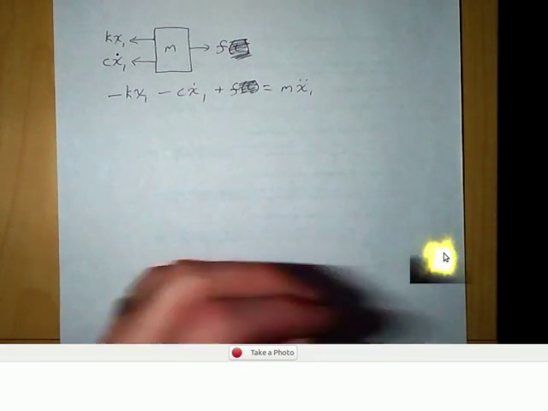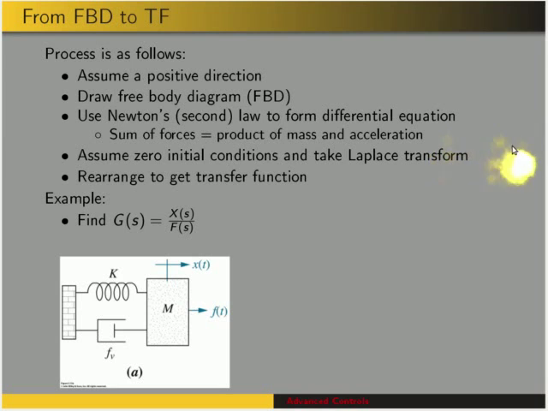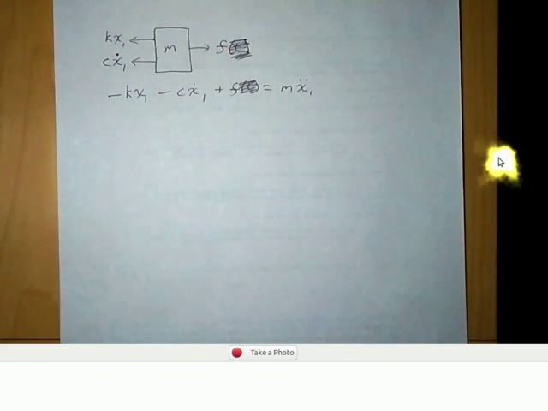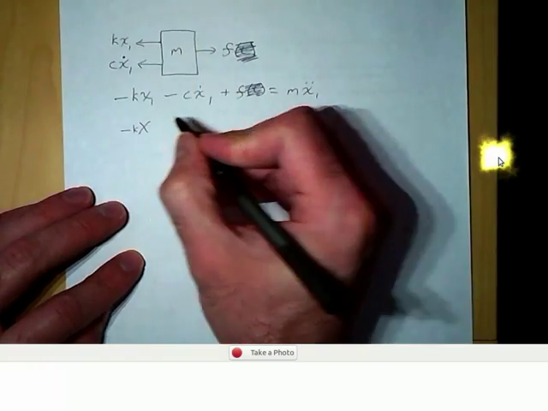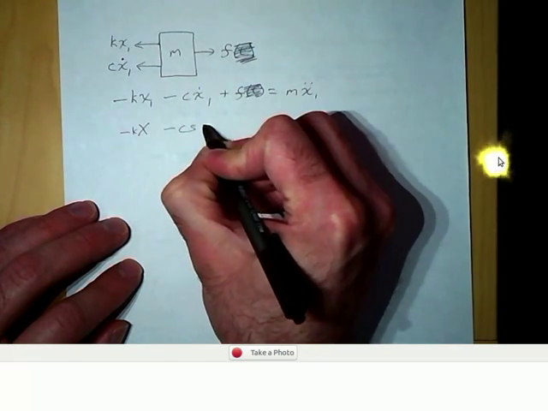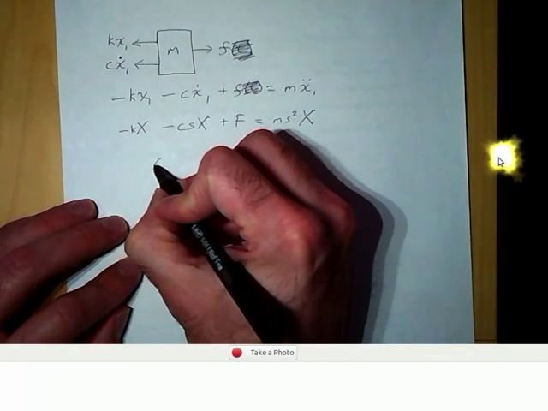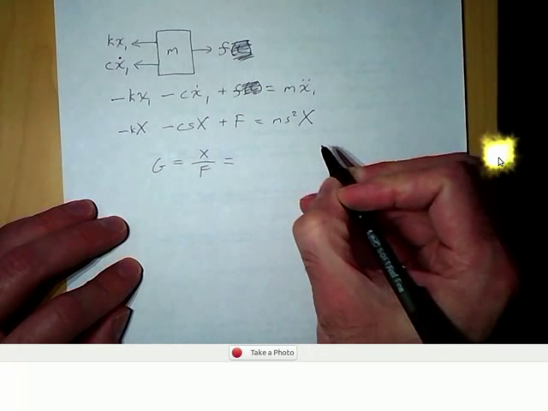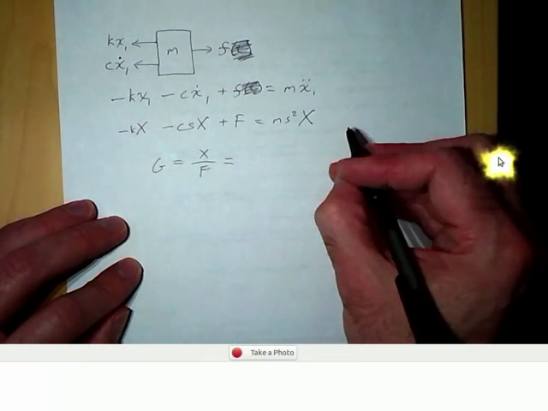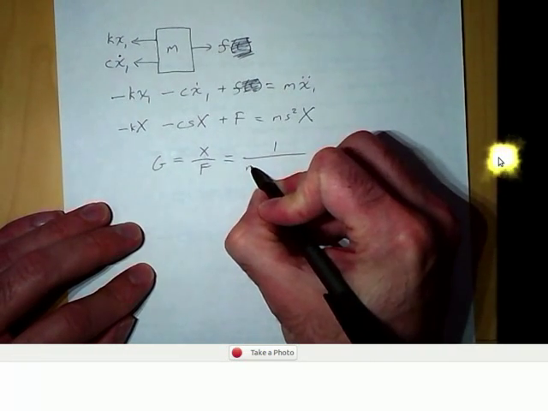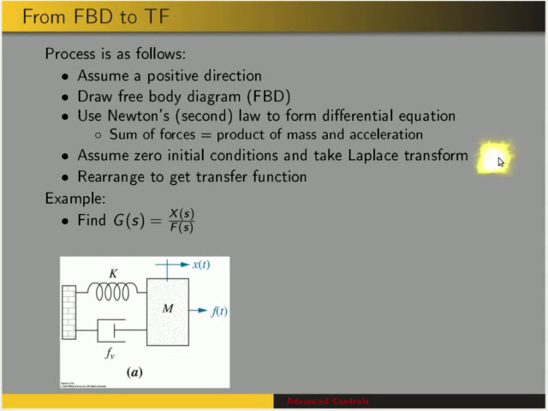So here's our equation of motion. Now we'll go back to our steps. We have our equation of motion, and now we need to take the Laplace transform. We end up with negative k times x. Again, I'm dropping the one subscript because in the figure it's just x, not x1. Minus csx plus F is equal to ms squared x. Rearrange this to get the transfer function. So G is equal to X over F, and that is equal to one over ms squared plus cs plus k. There is our transfer function for this spring mass damper system.